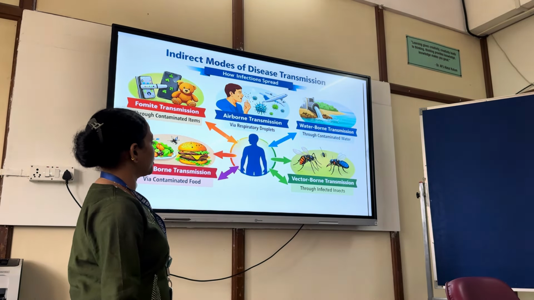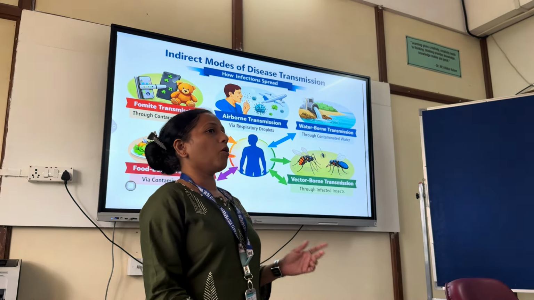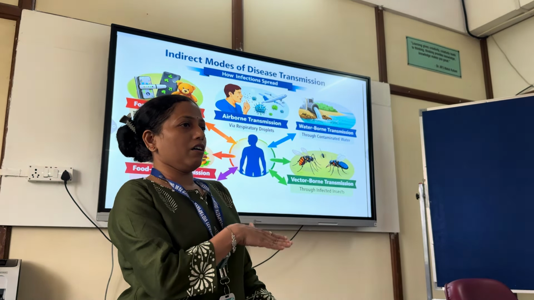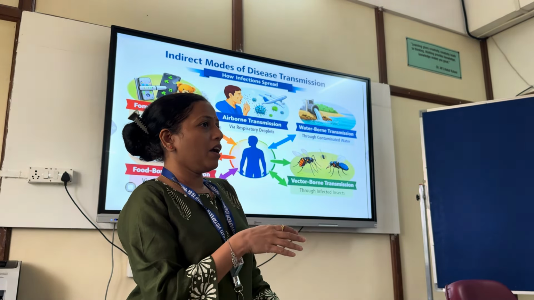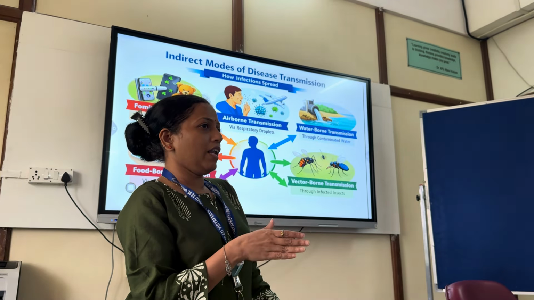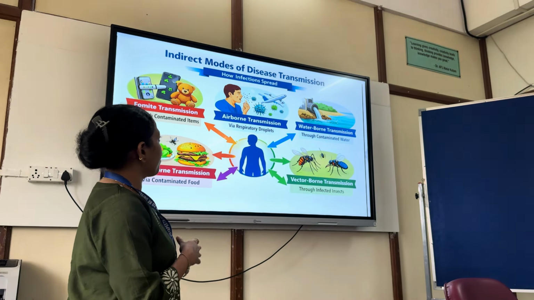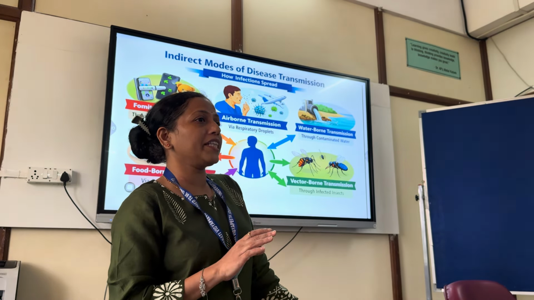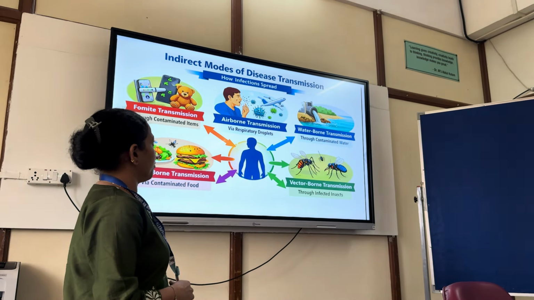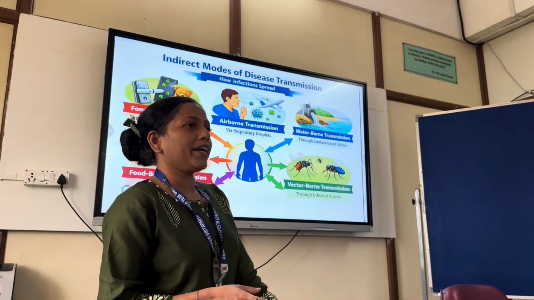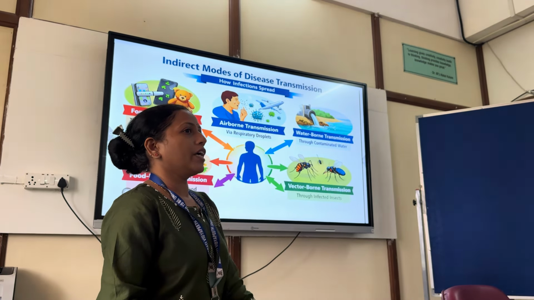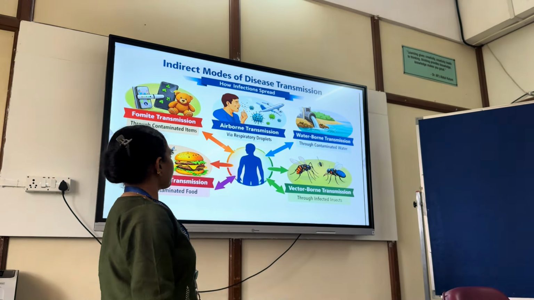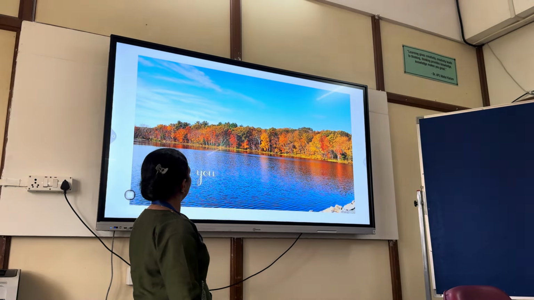Then airborne transmission. In droplet infection, there is transmission through coughing and sneezing, but the distance is less than 3 meters. But in airborne transmission, there are particles suspended in the air, and that causes airborne transmission, like Ebola, COVID-19 sometimes, then swine flu, then measles.